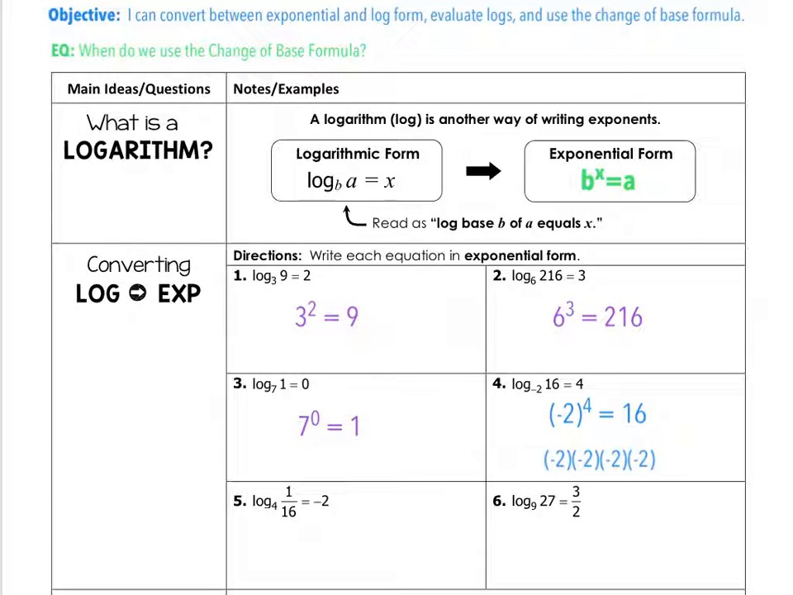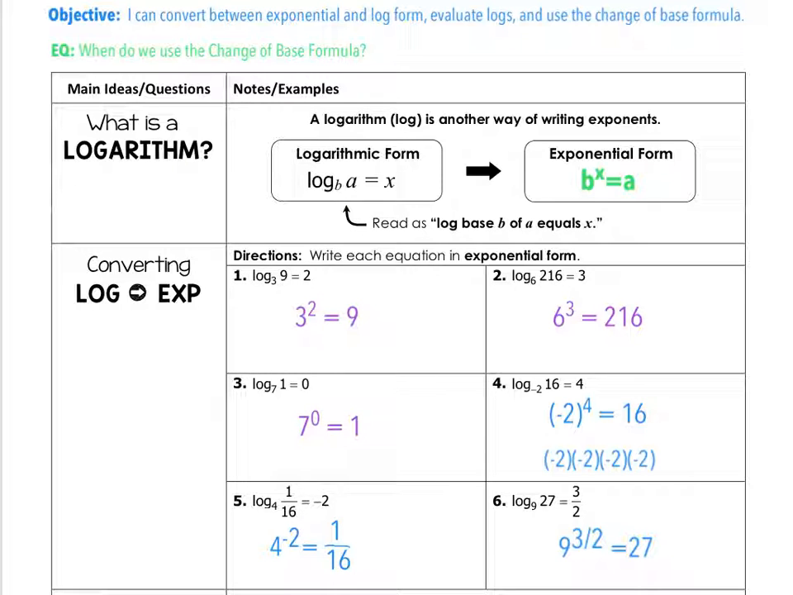Alright, go ahead and try number 5 and number 6. Pause the video. Alright, so in number 5, you should have gotten 4 to the negative 2 equals 1/16. And if we remember, that negative exponent moves it to the denominator, and the negative goes away.